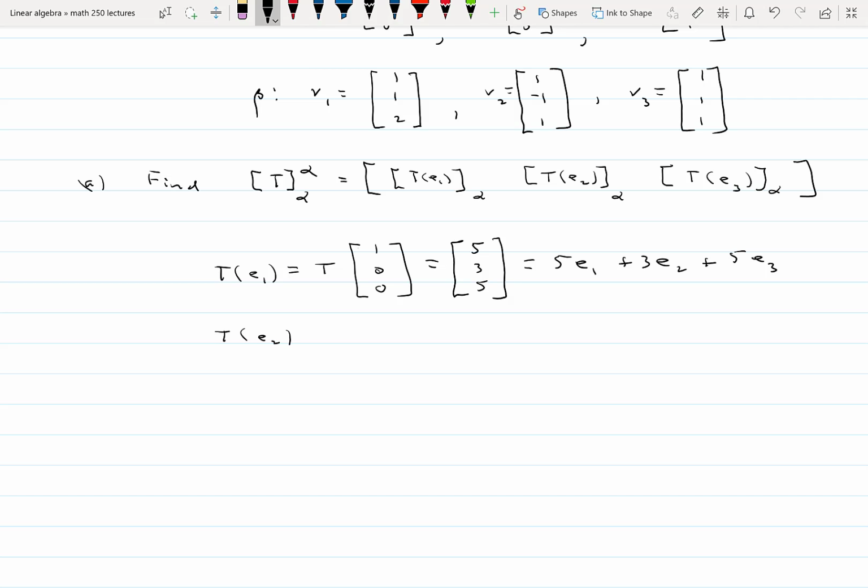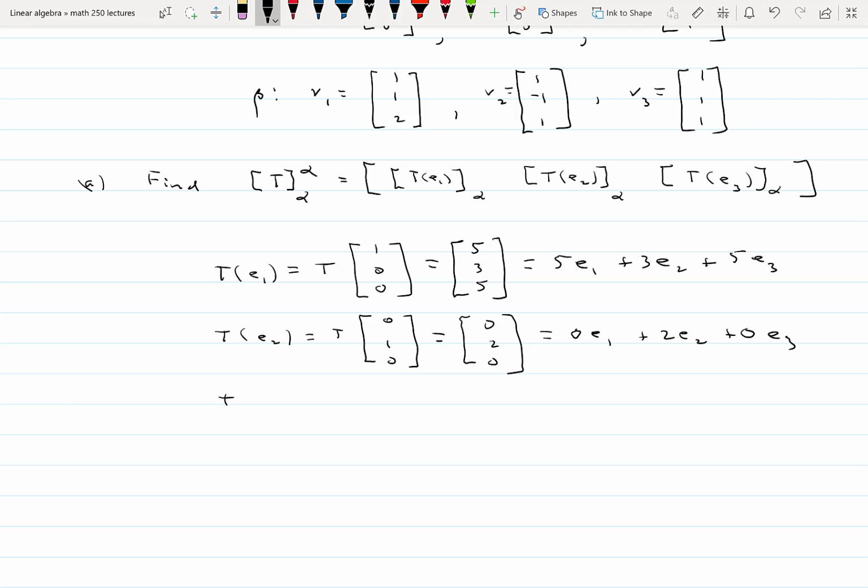The action on E2, we'll do it a little more quickly, is T of 0, 1, 0. If you want to check, you can. This is 0, 2, 0. So in terms of the standard basis vectors alpha, this is 0 E1 plus 2 E2 plus 0 E3.